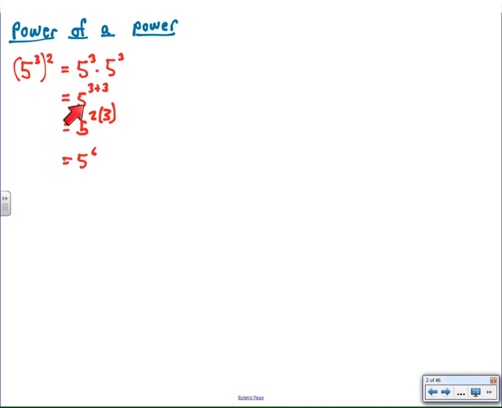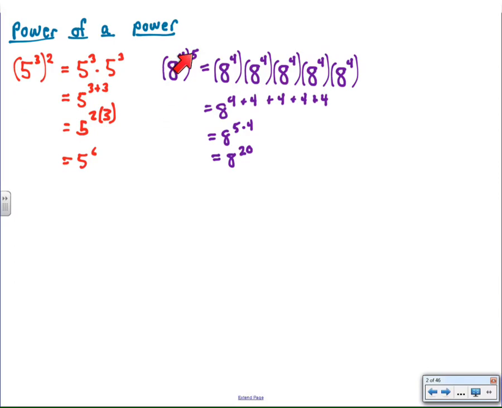Then I could use that product rule from the last video, which says add the exponents, so it's 5 to the 3 plus 3, which is really 2 sets of 3, or 6, 5 to the 6th power. So really you could look at it this way, there's 3 sets of 5 times 3 sets of 5 for a total of 6 sets of 5.